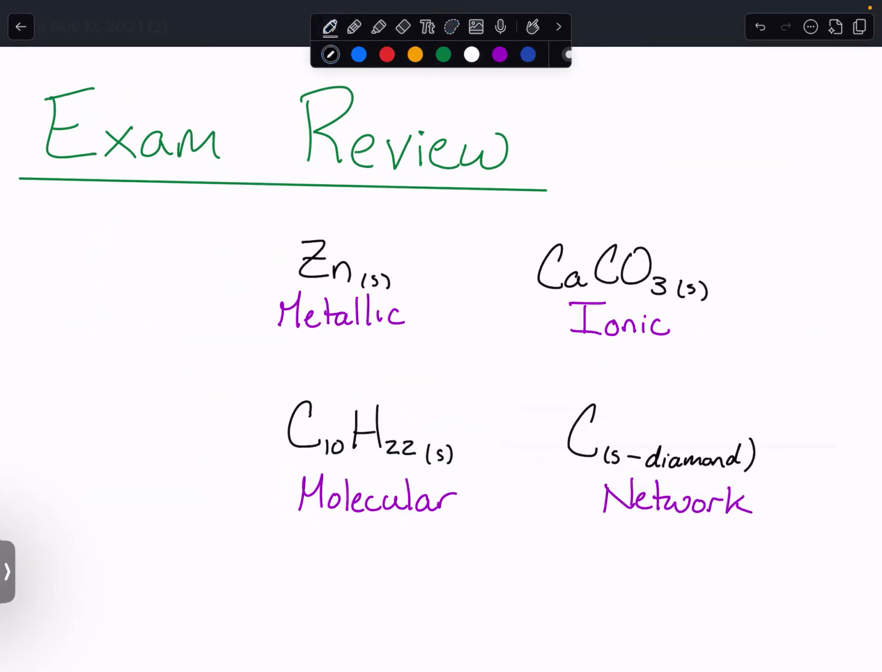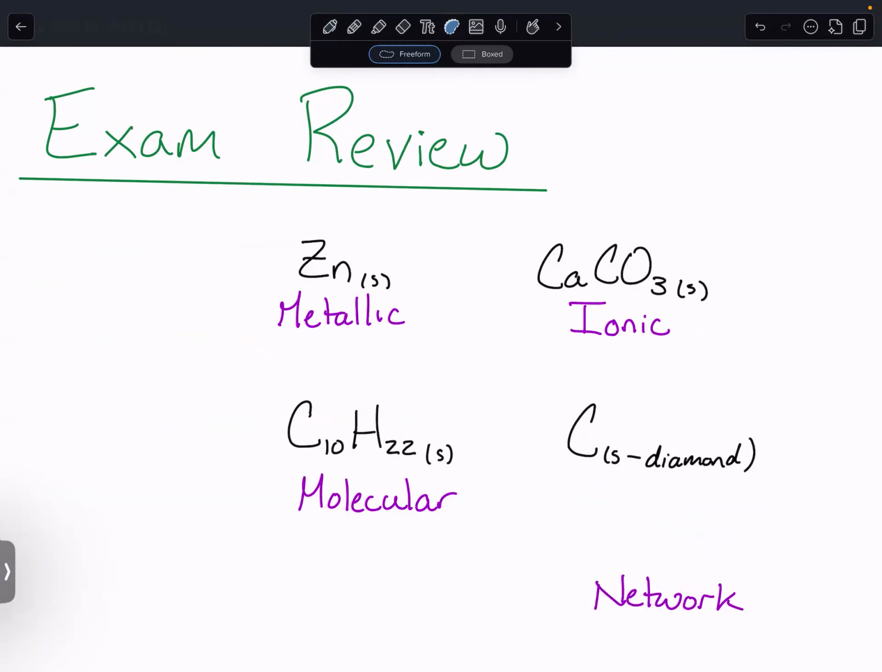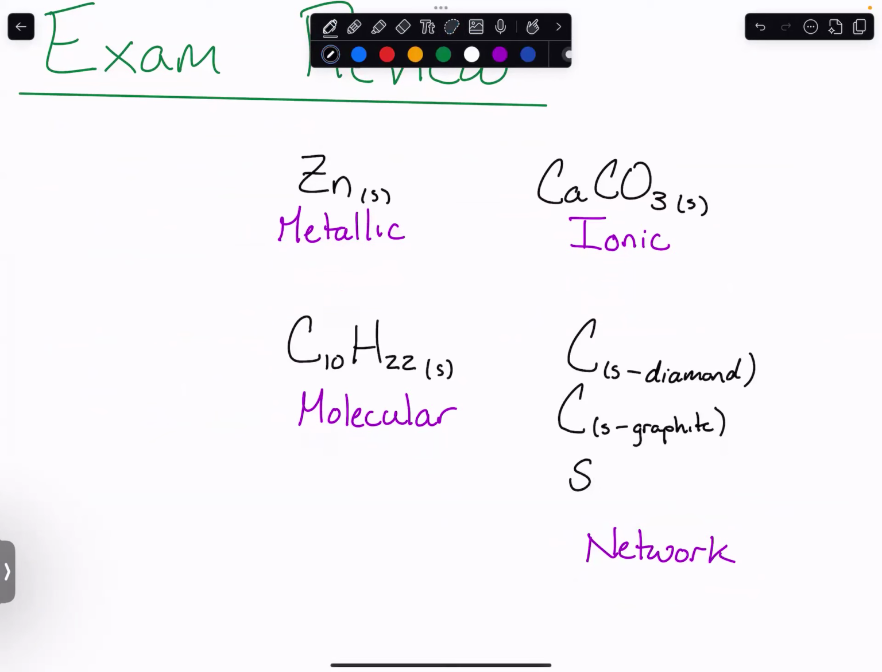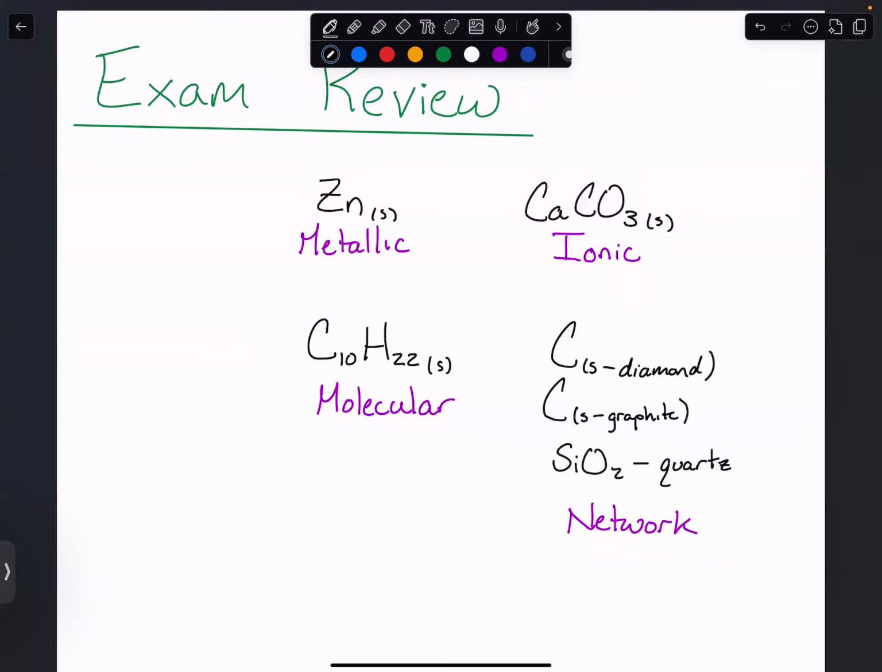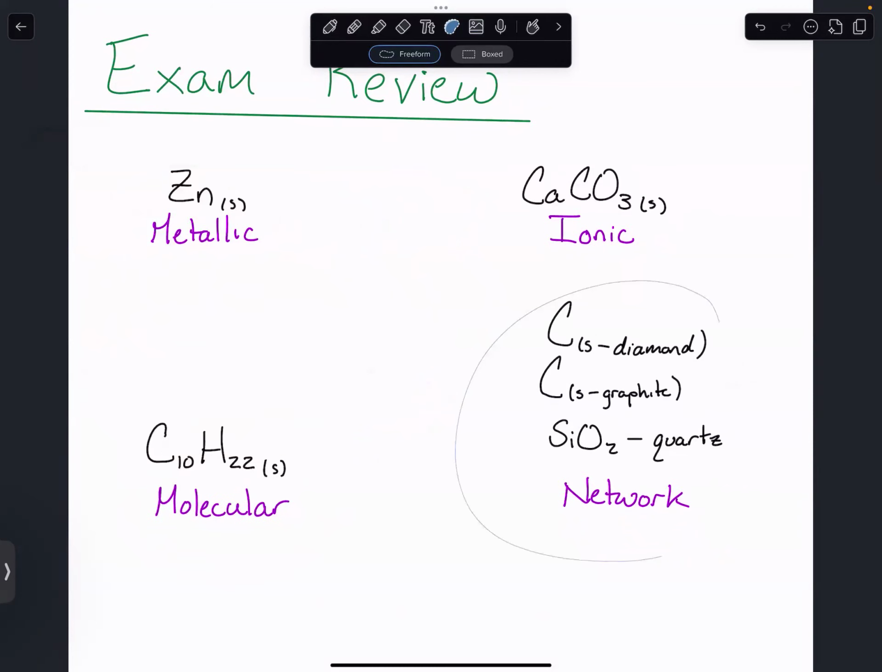We said a diamond. Let's just put them all down here so we can remember, because there's only three of them. The other one was carbon's other form, which was what? Graphite. And the last one is silicon dioxide, which is what's called quartz. Cool. So we got these different categories here.